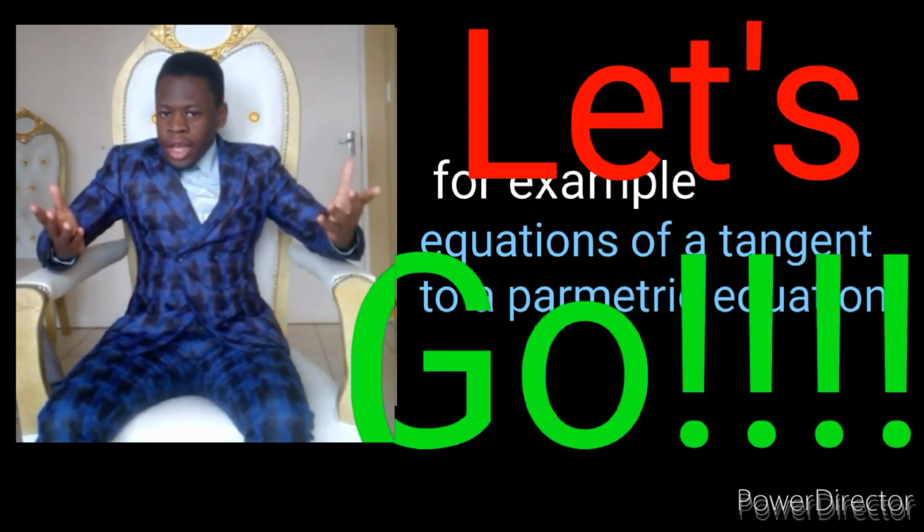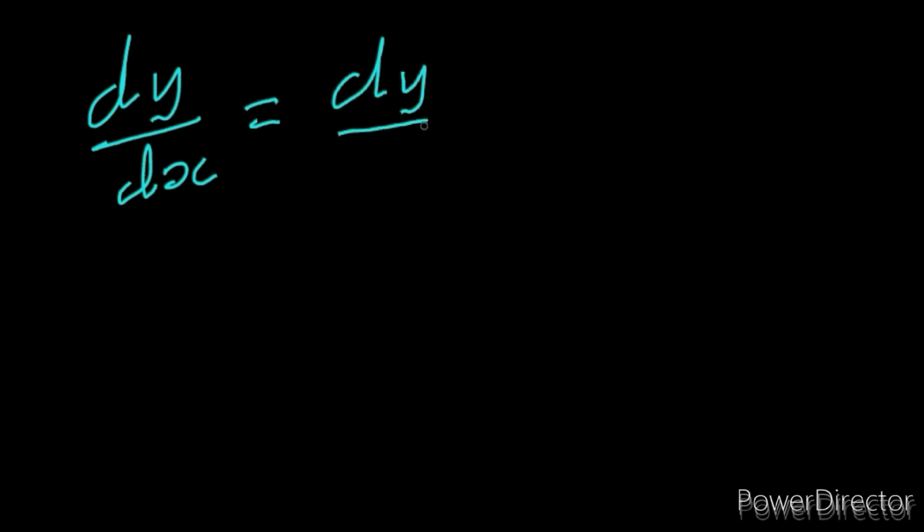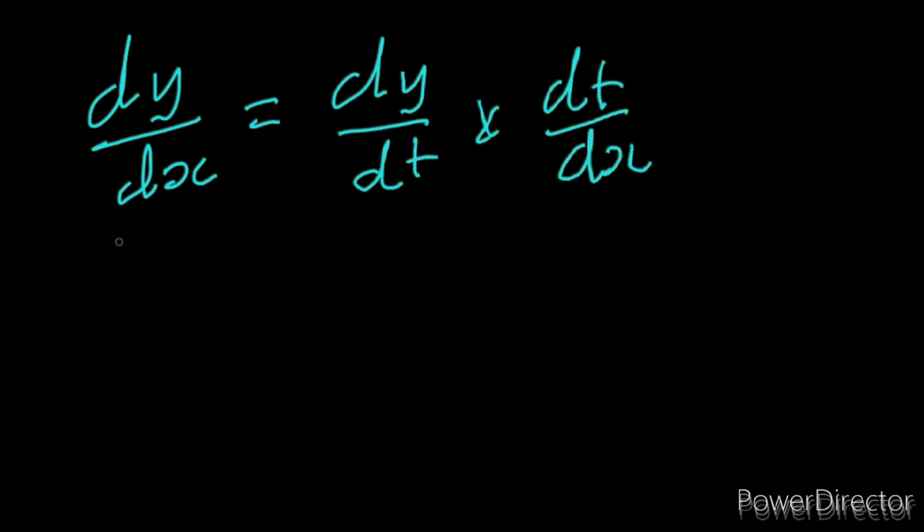So, let's begin. In order to differentiate parametric equations, you have to know this formula. The first derivative, which is the derivative of y with respect to x, is equal to the derivative of y with respect to t times the derivative of t with respect to x. You have to know this for the first derivative. Memorizing this will make the first derivative easier.